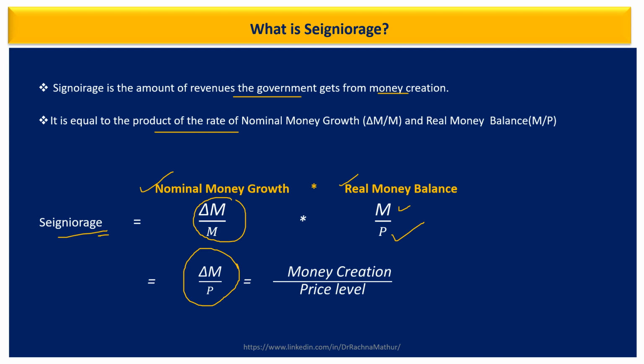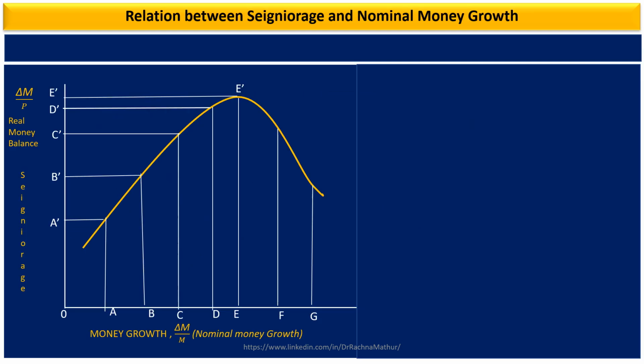This shows that seigniorage is directly proportional to money creation and inversely proportional to the price level in the economy. If the price level increases, the value of seigniorage will fall, and if the price level falls, the value of seigniorage will increase in the economy. Let us see the relation between seigniorage and nominal money growth with the help of this figure. The vertical axis in this figure shows the value of seigniorage and the horizontal axis shows the value of nominal money growth in the economy.